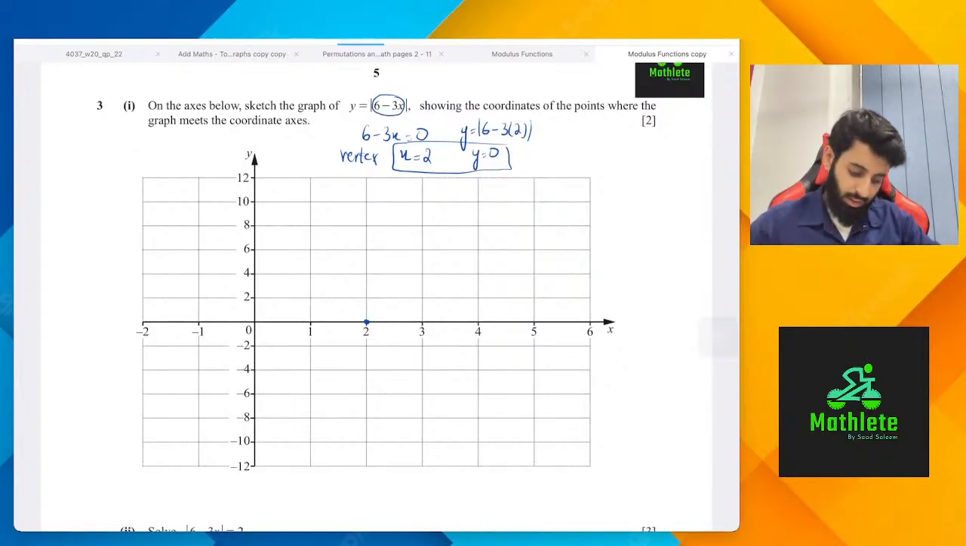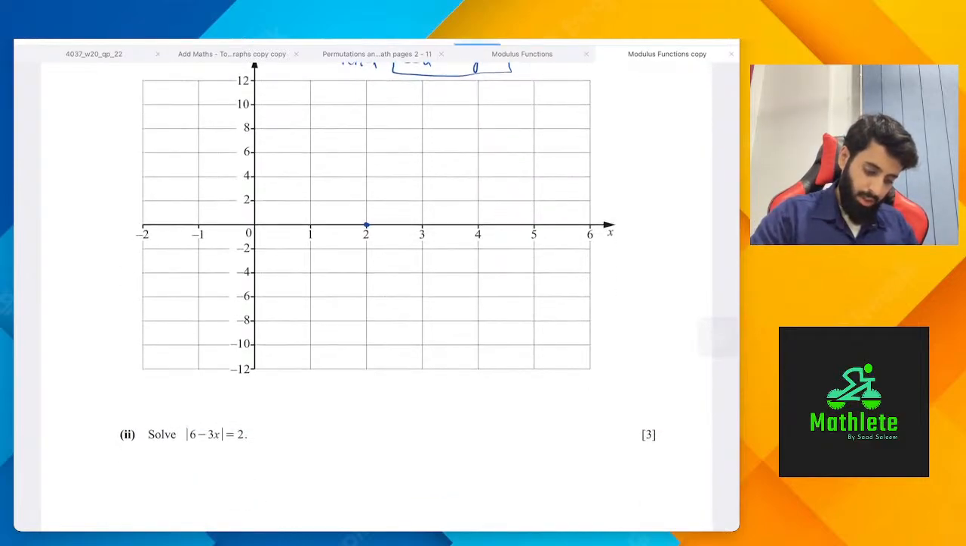What's next? Next is that we're going to plug in a couple of values greater than 2, and a couple of values less than 2. So let's do that over here.